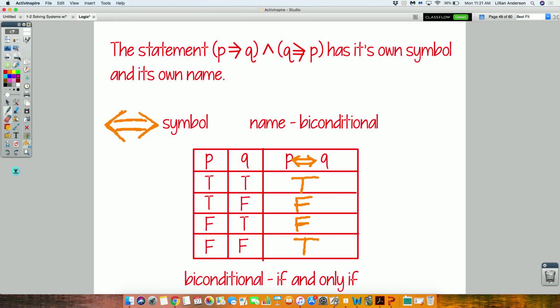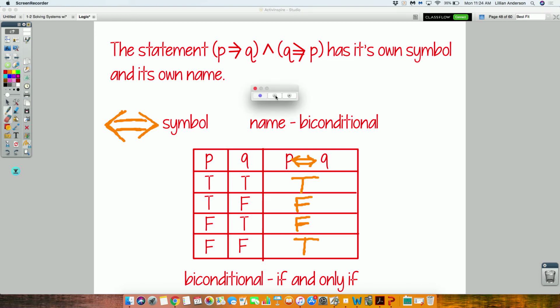You are hand taking these notes on page 91 about biconditionals. So when you have a statement that says if P then Q, and if Q then P, then it has its own symbol and its own name, which is the biconditional, and this is the symbol with the double arrow that you guys have already seen on a previous homework. That is the truth table for your biconditional statements. And biconditional basically means if and only if.